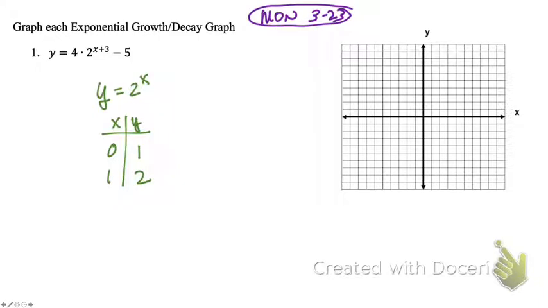We are going to review our exponential growth and decay graphs and the three different types of equations that we have to solve. And that's all we're going to look at today. Okay, our first graph here, problem number 1.